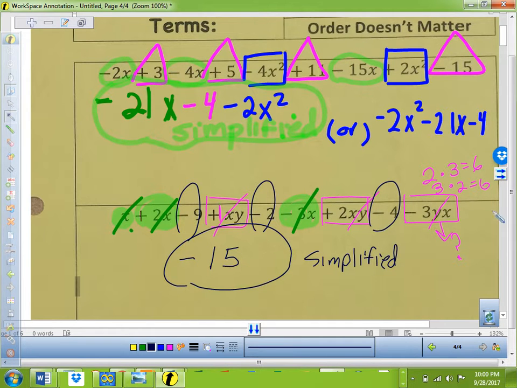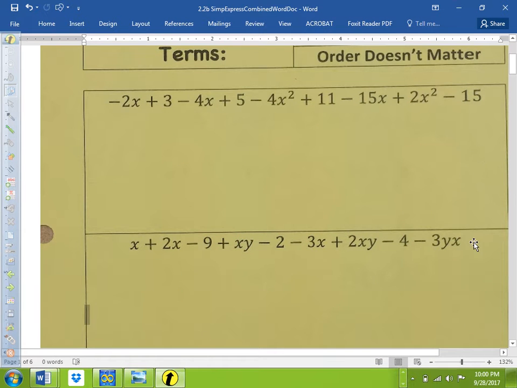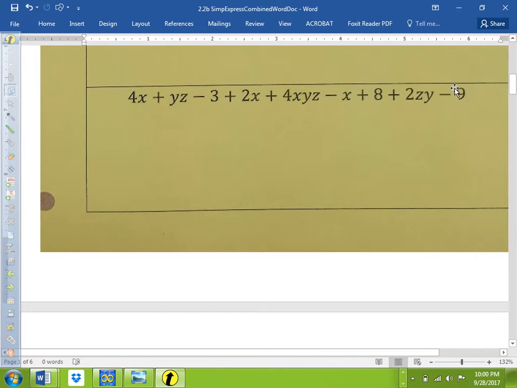Right? Now I would like you to try the last one below this on your own. So go ahead and pause this. Try it on your own right now. Now here we are. Let's take a look. How did you do on this last one?